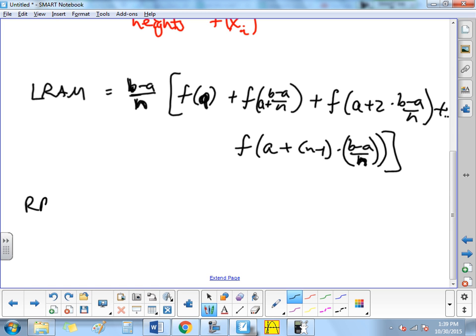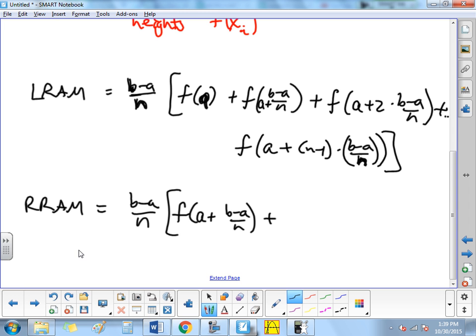RRAM looks almost the same. It's b minus a over n times f of a plus b minus a over n, plus f of a plus 2 times b minus a over n, and so on until you get to f of b. So you will actually reach f of b because you include the right endpoint, as you saw in the examples.